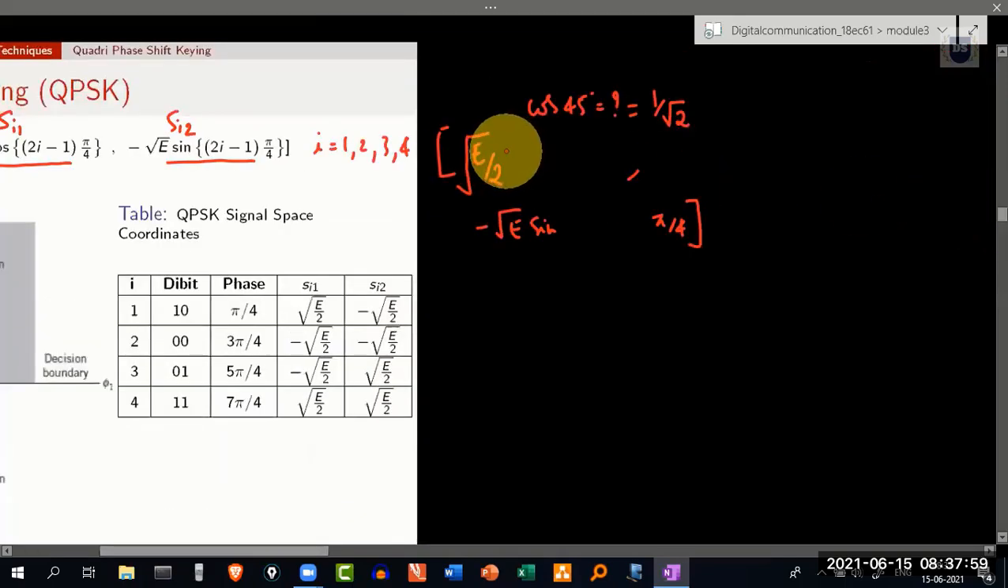So here, for the very first i value, the phase value associated with that is pi by 4. If I substitute cos pi by 4, I'll get 1 by root 2, and in turn I can combine it with square root of E, and I'll land on square root of E by 2. In a similar way, sine pi by 4 again results in 1 by square root of 2, and in turn I can again repeat the same drill over here.